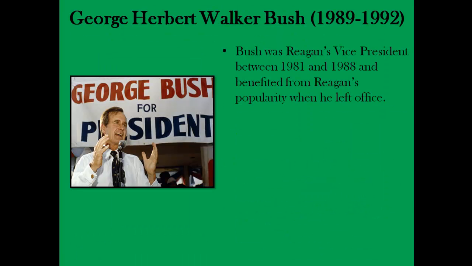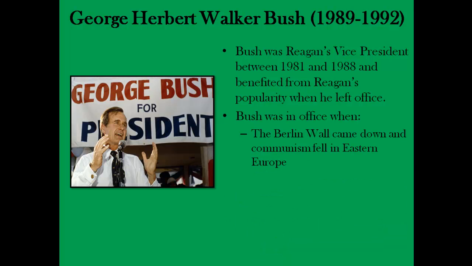George Herbert Walker Bush would serve as Reagan's vice president for 8 years and would benefit from Reagan's popularity. He would be elected president in 1988. During his time in office, Bush would see the end of the Cold War. The Berlin Wall would fall along with communism in Eastern Europe. The Soviet Union would break apart with those satellite countries emerging as independent countries. East and West Germany would reunify and be a single country again for the first time since 1945.